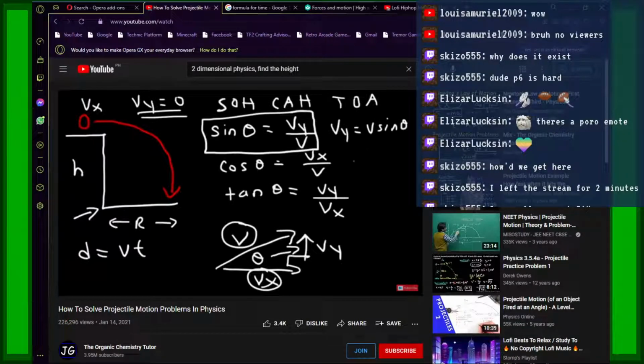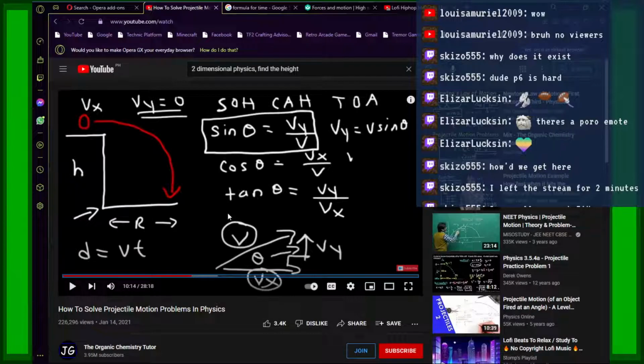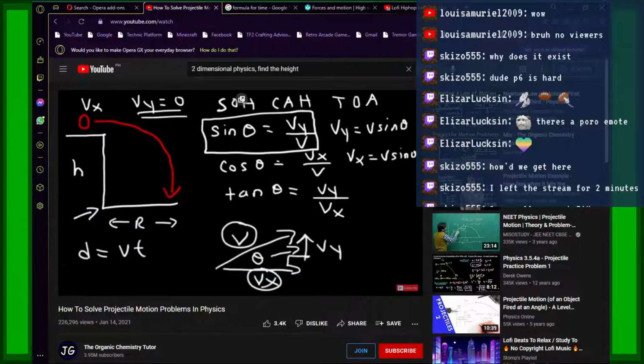Now for the second equation, if you do the same thing, Vx is V cosine theta. Now for the third equation, it's useful to calculate the angle. If tangent theta is Vy over Vx, then the angle theta is the inverse tangent of Vy divided by Vx.